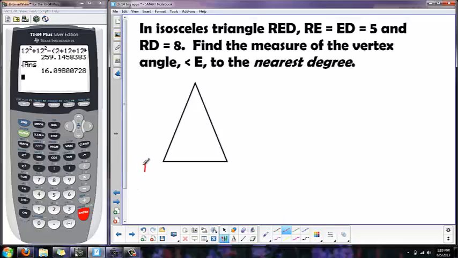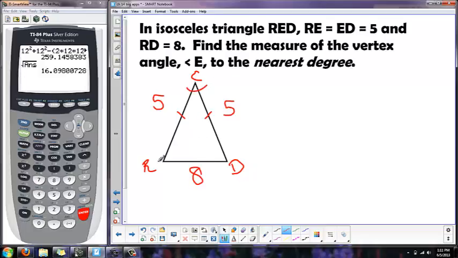So let's say, it doesn't matter where you label the letters on your vertices, as long as once you do it, you stick with what you said. So R-E-D. RE is equal to ED, and they're both 5. Well, obviously, because they just told us that's an isosceles triangle. And RD at the bottom is equal to 8. Find the measure of the vertex angle E to the nearest degree.